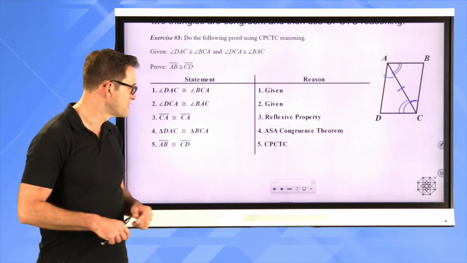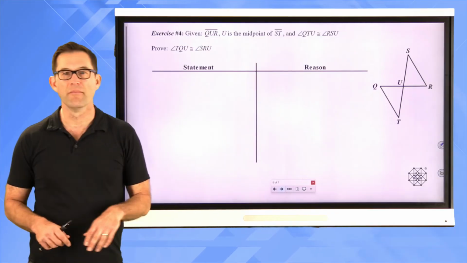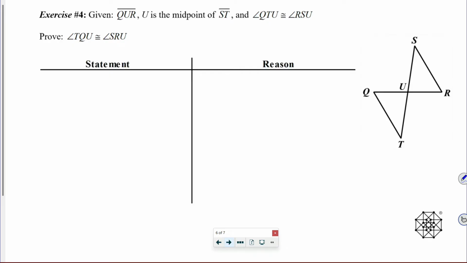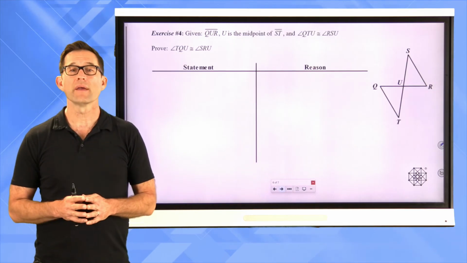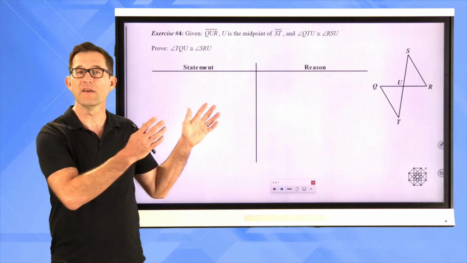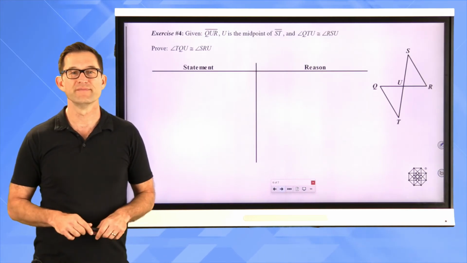All right, let's do it. Last problem. Here we go. Exercise number 4. Given segment QUR, U is the midpoint of ST, and angle QTU is congruent to angle RSU, prove that angle TQU is congruent to angle SRU. All right, great. So I'd like you to pause the video. I'd like you to mark up all the givens and see if you can work your way through this proof.